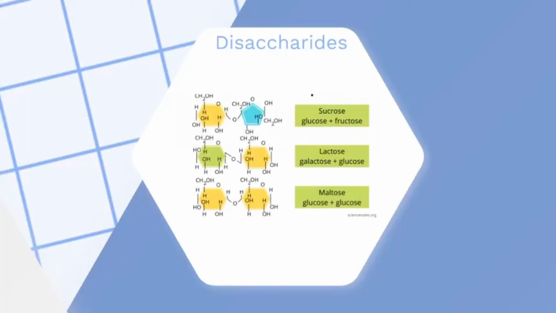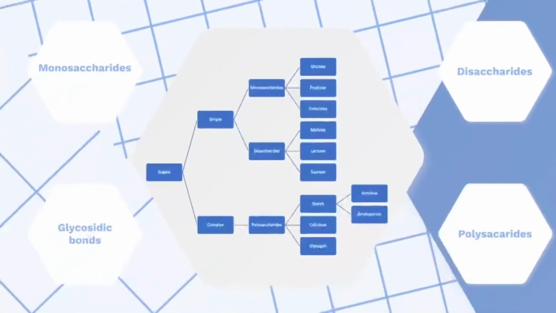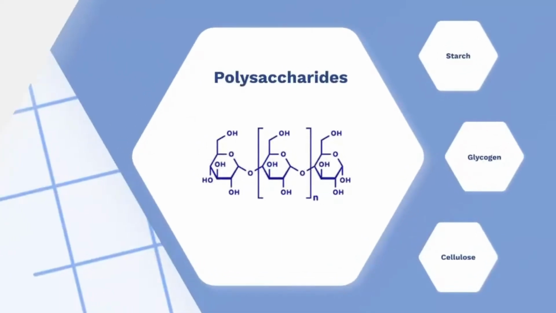These disaccharides can then go on to form complex sugars, which are known as polysaccharides. These are long chains and they are insoluble in water. So, thinking back to last week's lesson and about how we need to link the structure of biological molecules to their function, we can think about simple sugars as having an OH group.